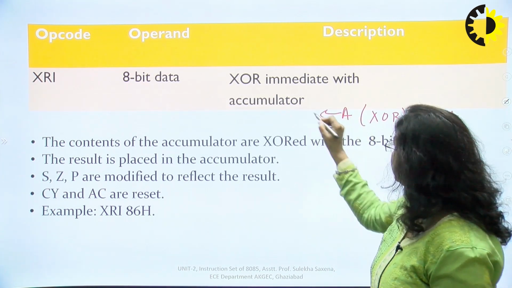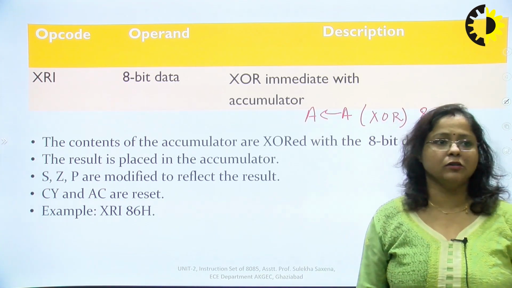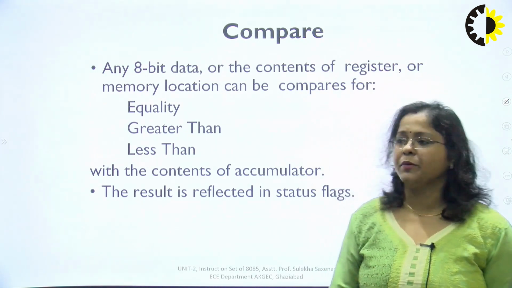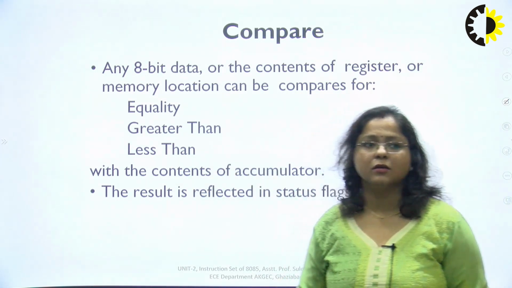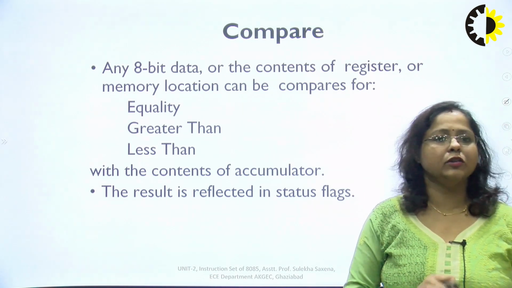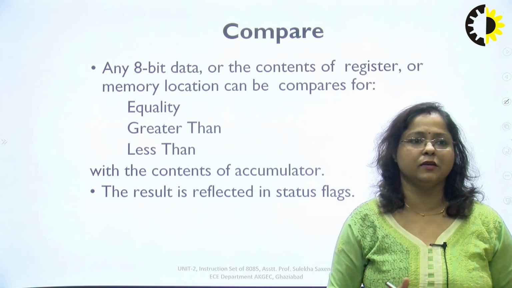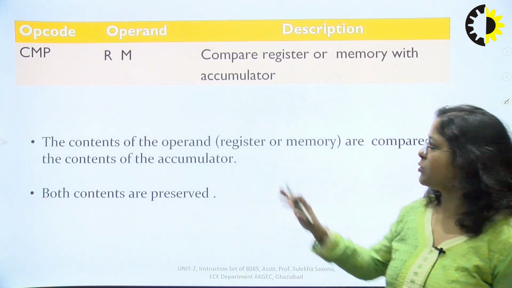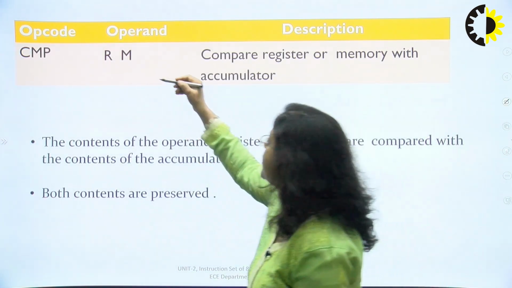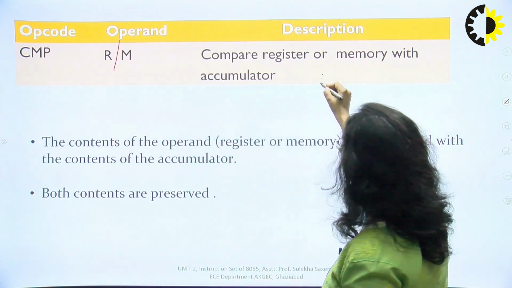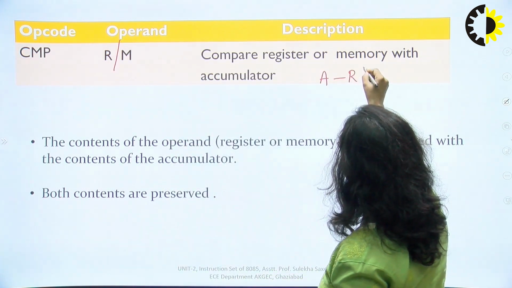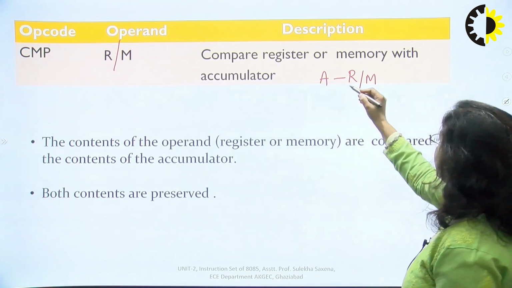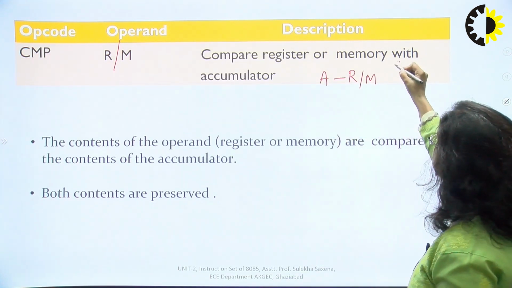So till this point, we have covered all the 3 gates. Next is compare operation. Compare operation basically compares both the inputs, will not save the result anywhere, it will only update the flags. So if we talk about compare R or M, it does the subtraction operation, that is A minus R or M, but will not save this result, rather updates the flags based on this result.